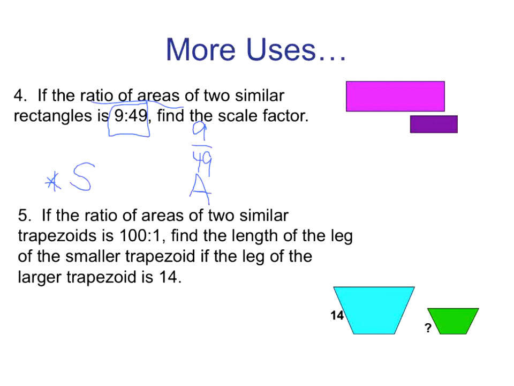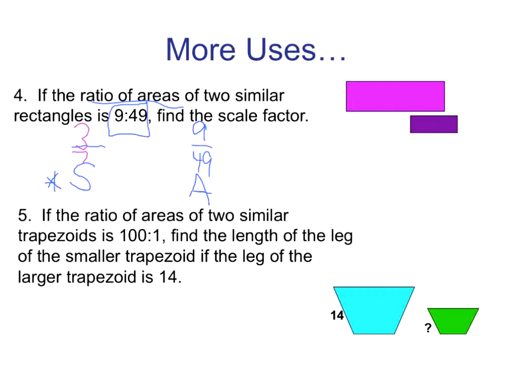So can you guys think for a minute? To go from S to A, we square them. How are we going to go from A back to S? Square root them. Good job. So we can think in our head, what number squared is 9? What number belongs here? 3. Great job. What number squared is 49? 7. Great job. You guys found the similarity ratio.